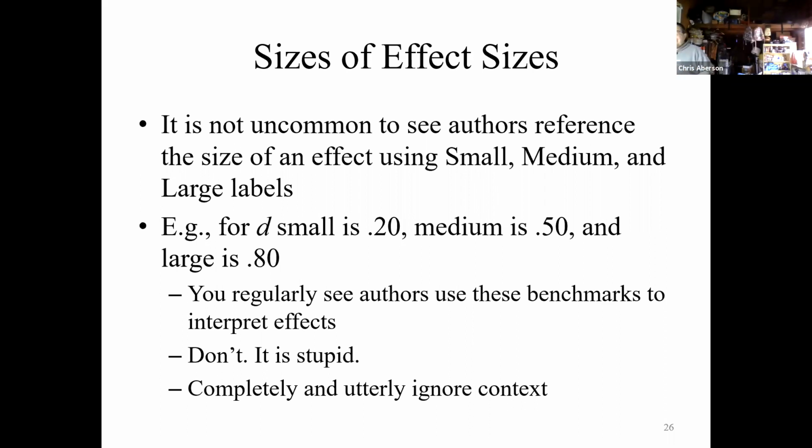An effect size of 0.4 is pretty typical for social psychology, but it might be really, really large for something like neuroscience. It might be really small for something like cognitive. So again, don't use small, medium, and large terms. These are not shirts. They don't get those sorts of sizing labels.